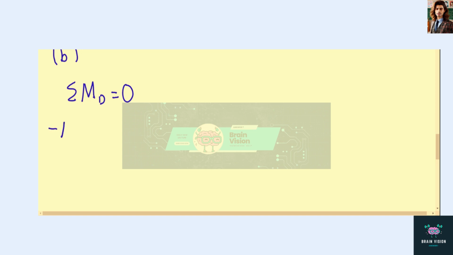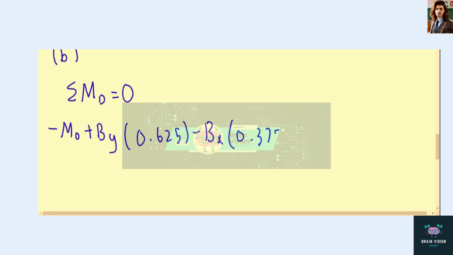And we can write it as negative M naught plus B of y times 0.625 minus B of x times 0.375 is equal to 0.